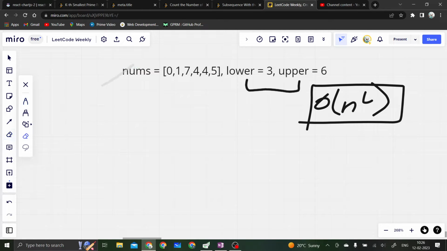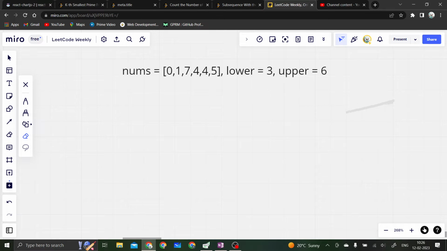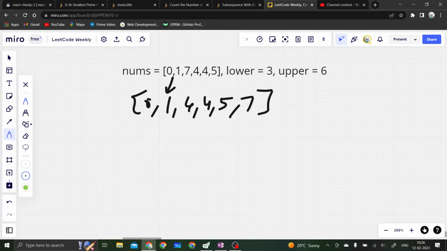If I sort this array, what will I get? We will get 0, 1, 4, 4, 5 and 7. Now you might ask that if we sort this, then the condition i less than j will become false, because then we will be considering 4 comma 7 a pair, and 4 comma 7 is not a pair, 7 comma 4 is the valid pair.